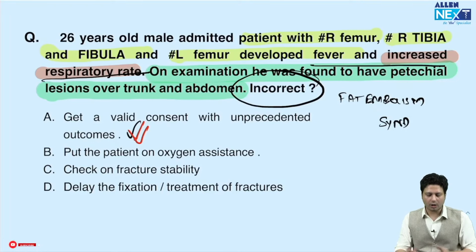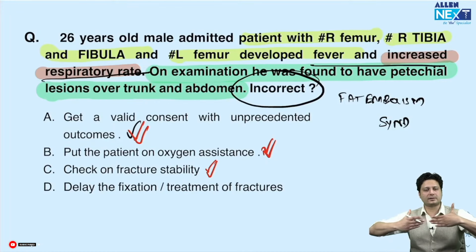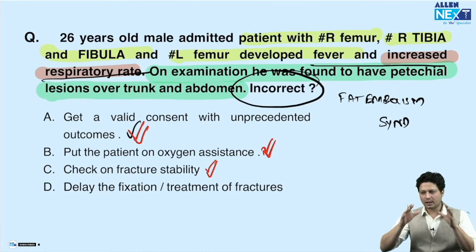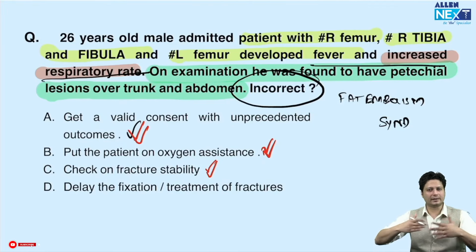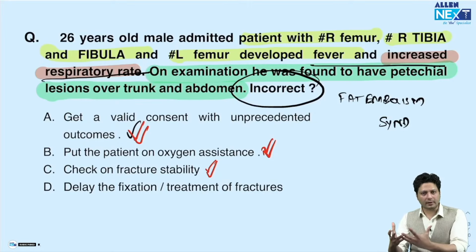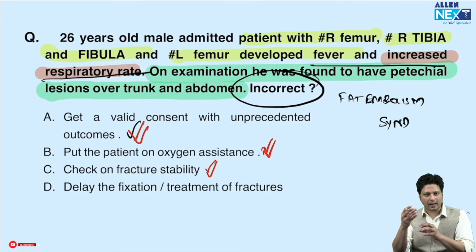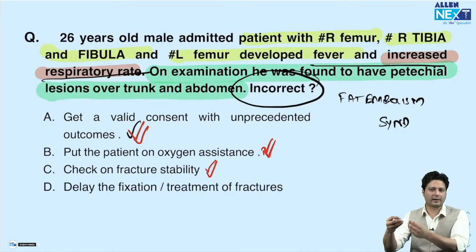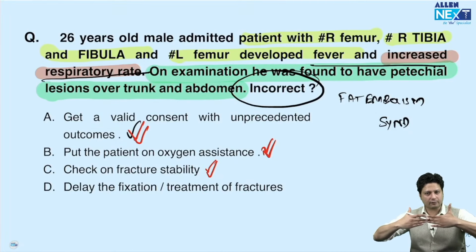All right. Point number 2, put the patient on oxygen assistance. Yes, it is required. Then check the fracture stability, obviously, because if the fractures are kept or rendered unstable, imagine the patient is admitted, he is having instability at the site. So there is always a possibility that more and more of the fat emboli would be released. So you have to check for the stability.